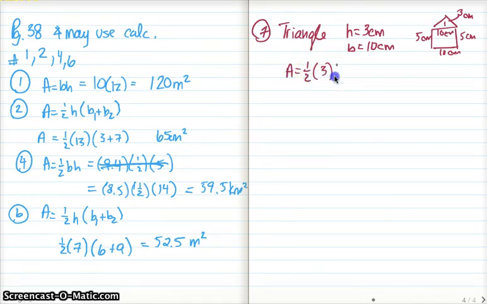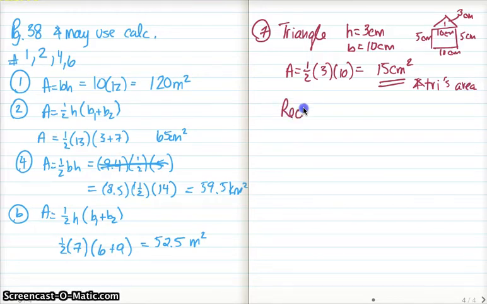So half base times height. You can do this in your head. Half of 30 equals 15 centimeters squared, but we're not done yet. That's just the triangle. So you might want to note that you have the triangle's area. Let's go ahead now and take a look at the rectangle.